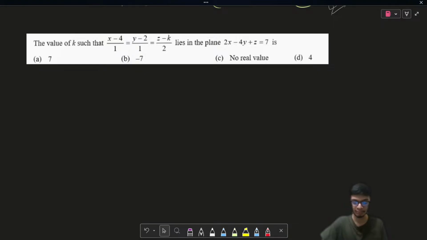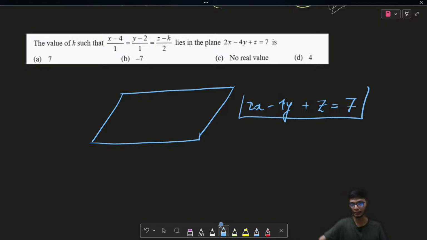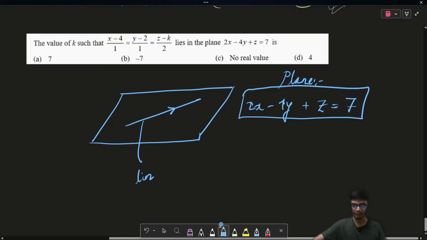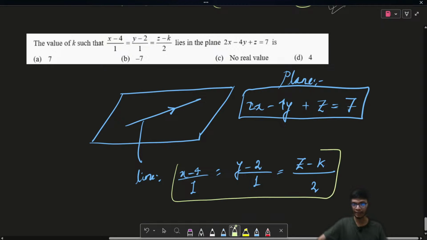Now, this is a very fundamental and simple problem, which you can solve in just one step. You already know the equation of the plane, which is given as 2x minus 4y plus z is equal to 7. That is my equation of the plane. Now, this particular line is given by (x minus 4) by 1 is equal to (y minus 2) by 1 is equal to (z minus k) by 2. It is said that this line lies on this plane.